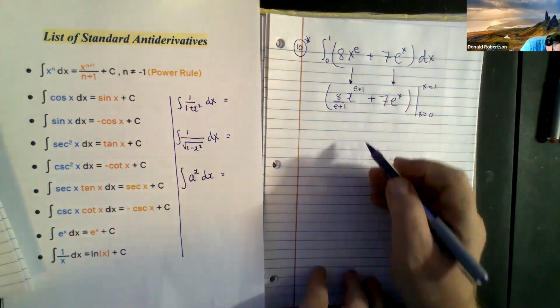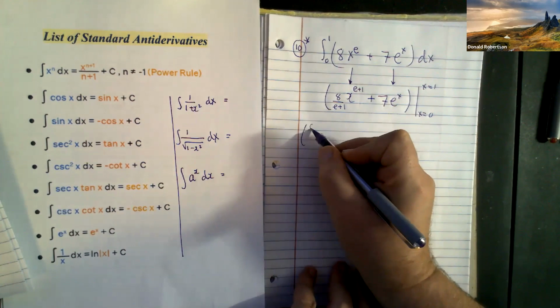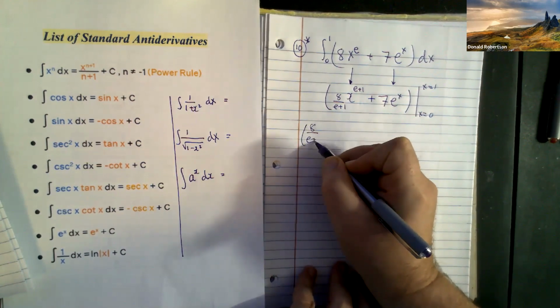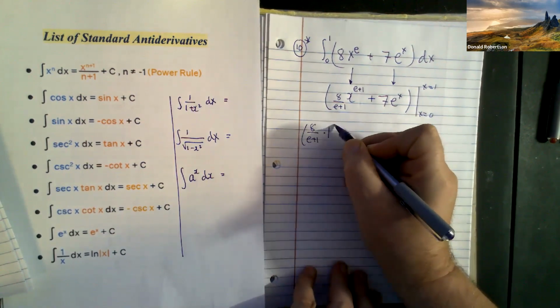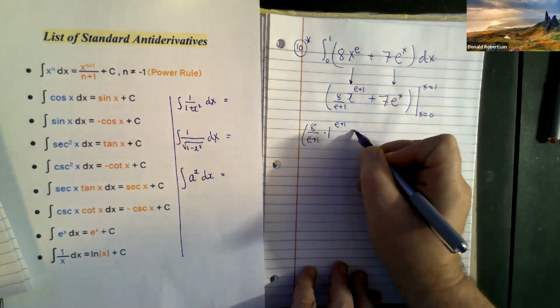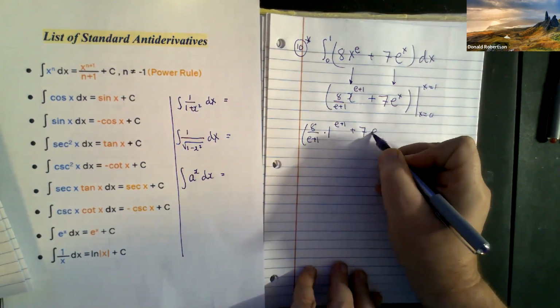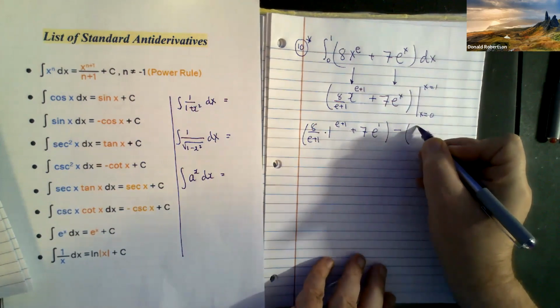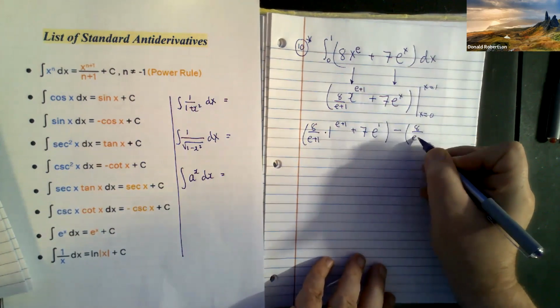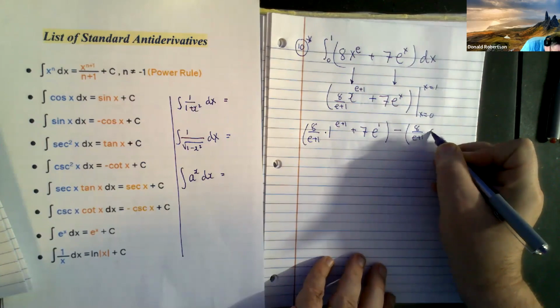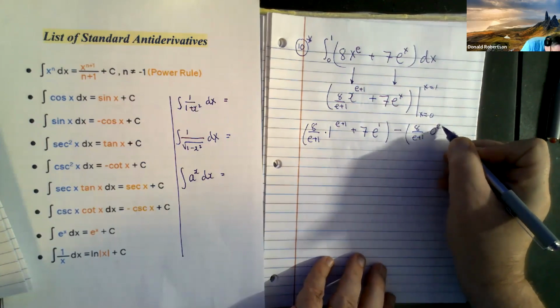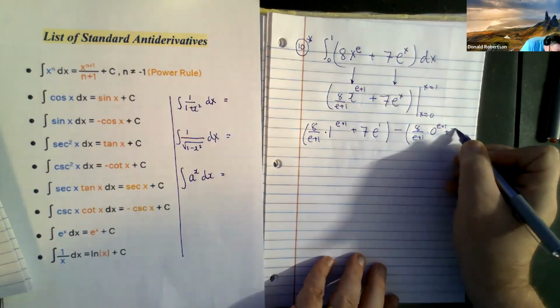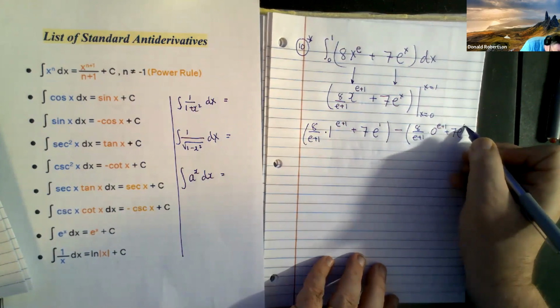Now we'll plug in the number 1. So we have 8 over e plus 1 times 1 to the power of e plus 1, plus 7 times e to the power of 1, take away 8 over e plus 1 times 0 to the power of e plus 1, add 7 lots of e to the 0.